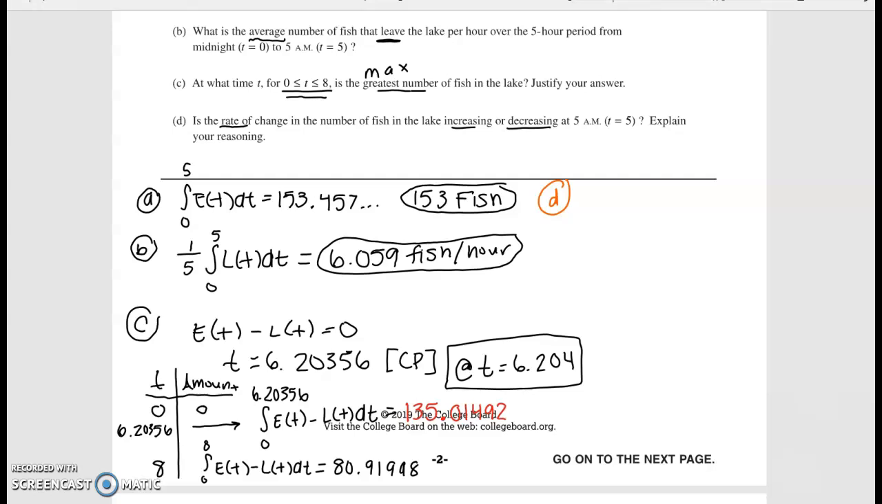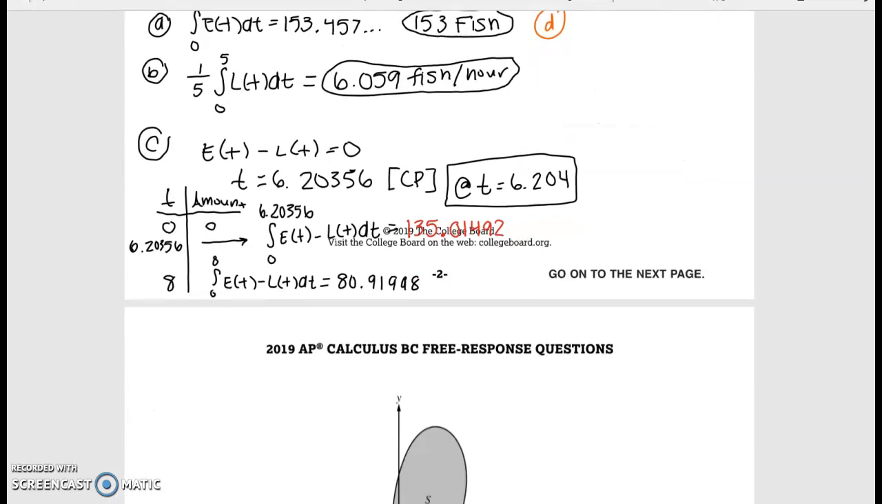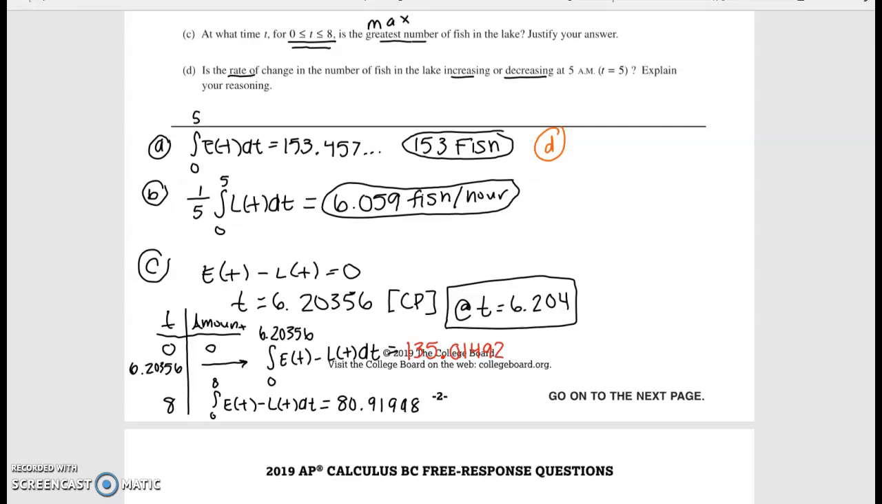if I want to know what's happening at time 5, well, the number of fish in the lake at any time is entering minus leaving. So seeing what happens to the rate of change is the rate at which we are entering at time 5 minus the rate at which we're leaving at time 5. Type it into your calculator. You should have these functions in y1 and y2 already. We're going to get negative 10.7228. Well, that's less than 0, obviously, so we are decreasing. That is enough work right there.